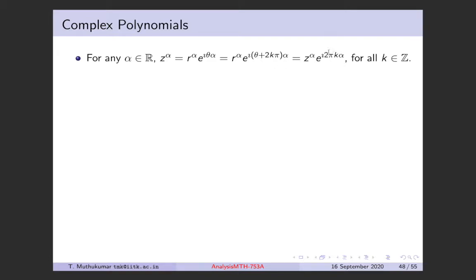So if e^(i 2 pi k alpha) is not 1, then z^alpha is not single valued, it's multi-valued, right? That is how you come up with multi-valued functions. So something like that happens even for complex powers here.